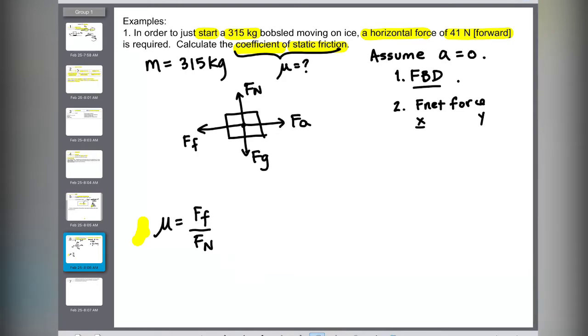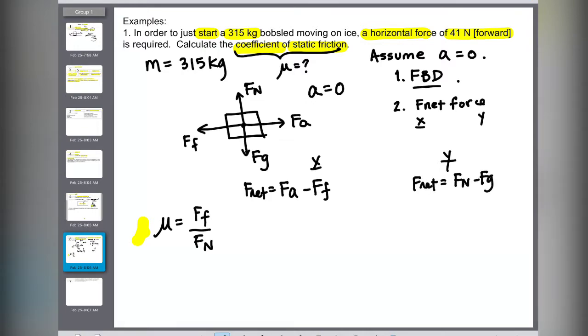Okay, so let's take a look at the picture here. The first thing you need to realize is that the acceleration is 0. That means the forces are balanced. So let's take a look at X and Y. When the forces are balanced, Fa and Ff, I have Fa minus Ff. That's my net force, right? Whenever I write my net force for Y, it's going to be Fn minus Fg. But the key thing is these are equal to 0.